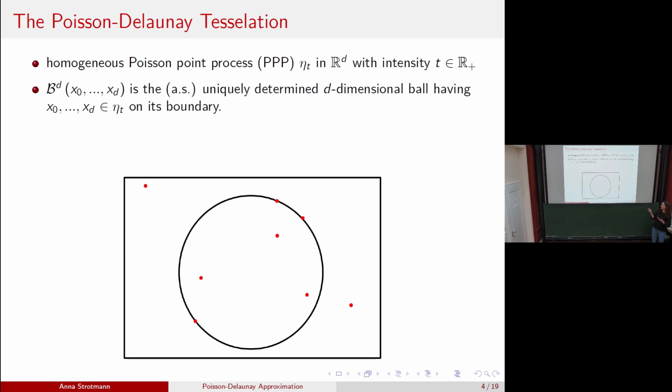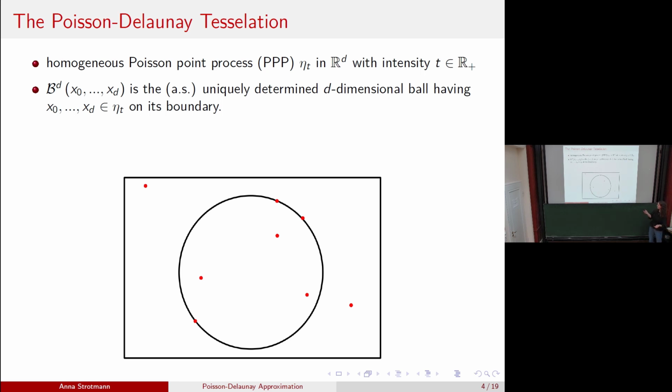Again, we consider a homogeneous Poisson point process, and for d+1 points from the Poisson point process, we define the ball having these points on its boundary. It's a d-dimensional ball, and since the points of the Poisson point process are almost surely in general position, this ball is uniquely determined. Now the Delaunay cell can be defined as the convex hull of a tuple of d+1 points of the Poisson point process when the ball determined by these points does not contain any further points of the Poisson point process.